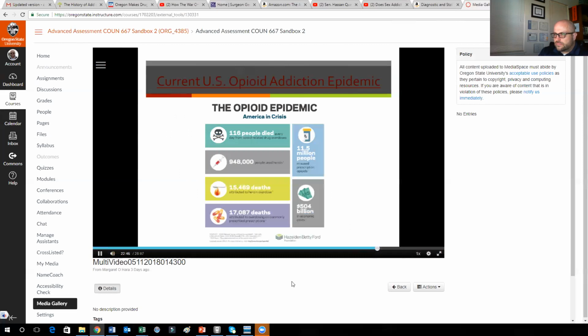So currently, the United States is in the midst of an opiate addiction epidemic. Here we see in this infogram from Hazelden Betty Ford some of the statistics, including that 116 people die every day from opioid-related drug overdoses, that 15,469 deaths are attributed to heroin overdose, and 17,087 deaths are attributed to overdosing on commonly prescribed prescriptions. And then we see in terms of the economic costs, $504 billion.